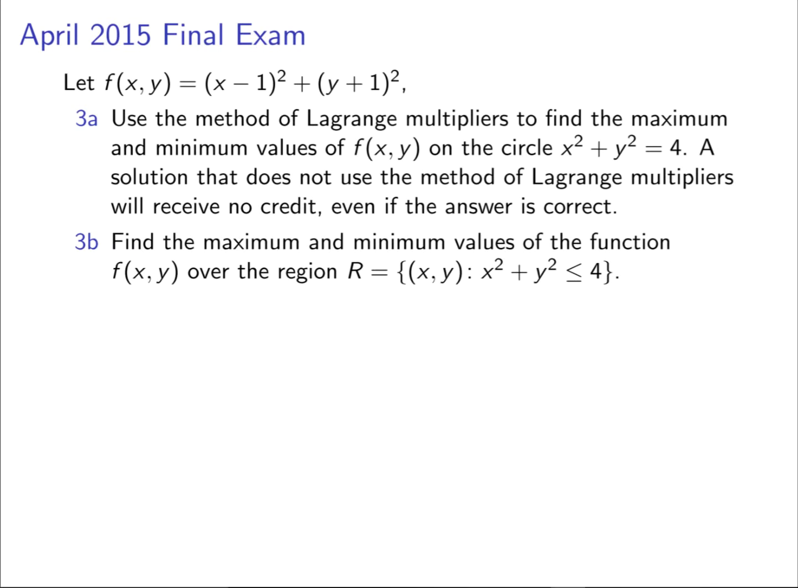In part A of this example, our constraint function is x squared plus y squared is equal to 4. So g we can write as x squared plus y squared. Let's set up our first two equations. F sub x is 2 times x minus 1. F sub y is 2 times y plus 1.